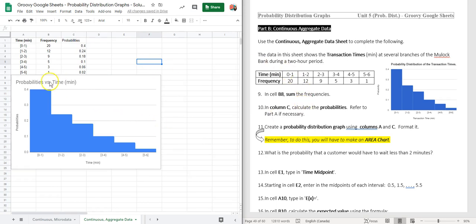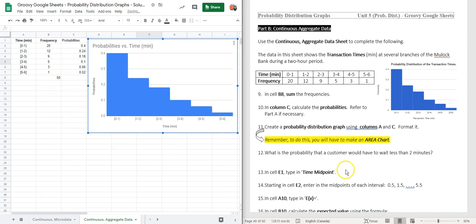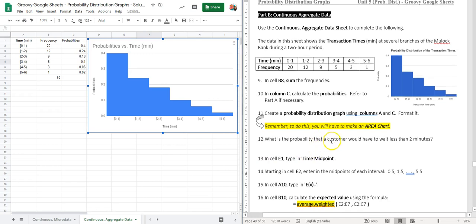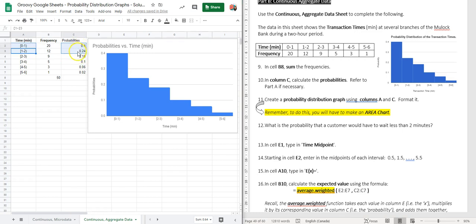It says to label it if needed, but you just want to make sure that everything's labeled, the units and the variables in the units, and that it's labeled probability. So just like that. If there was a question that said, what is the probability that a customer would have to wait less than 2 minutes? Then that would be these two. So less than 2 minutes here. That would be the sum of these two. You can look down here. So that would be 0.64.